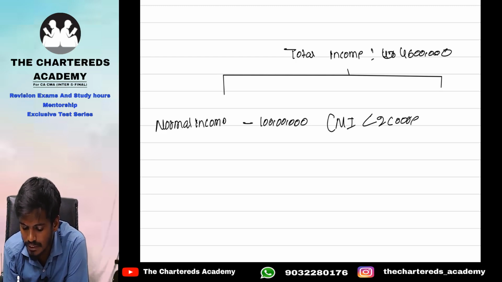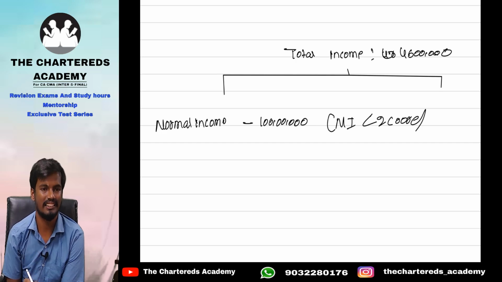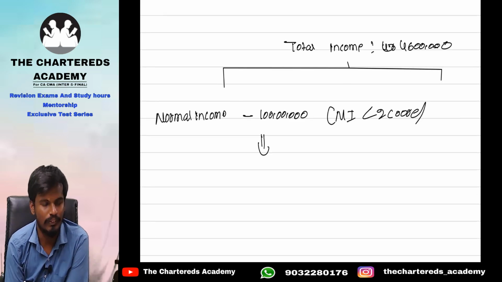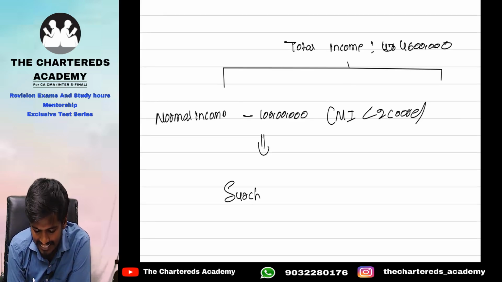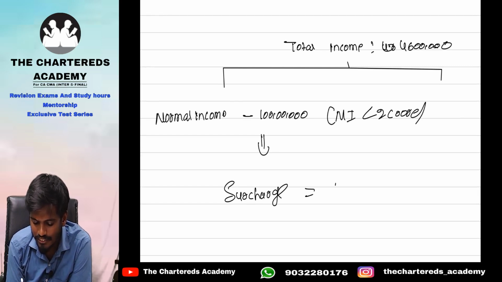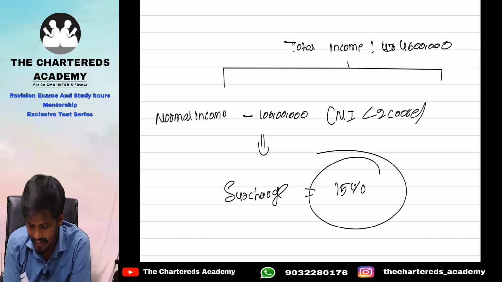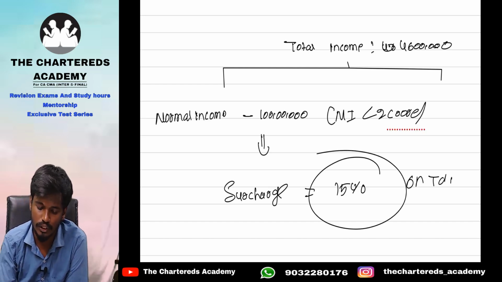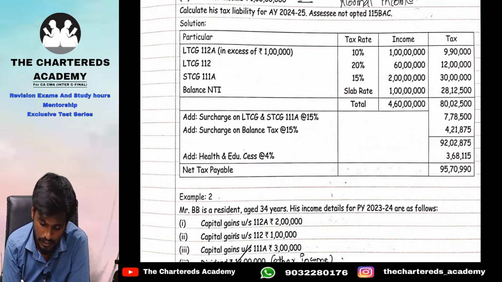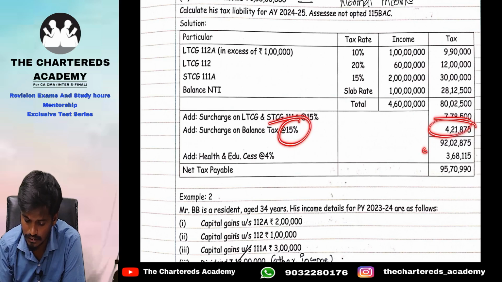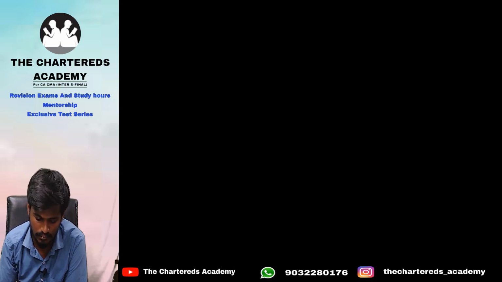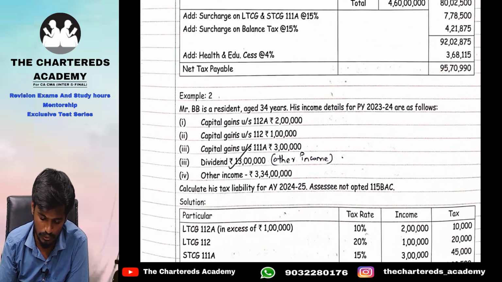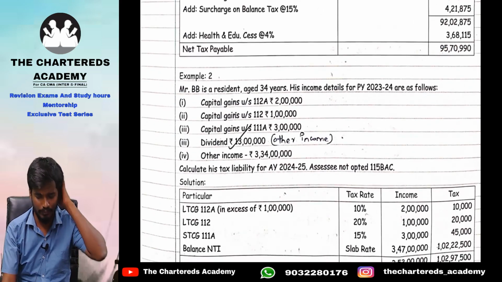If your normal income is below 2 crores, what surcharge rate is applicable? Your surcharge rate is simply 15% on tax. They charge a completely 15% surcharge. That is it. Then after that, education cess comes. So next, for the example question, very important.